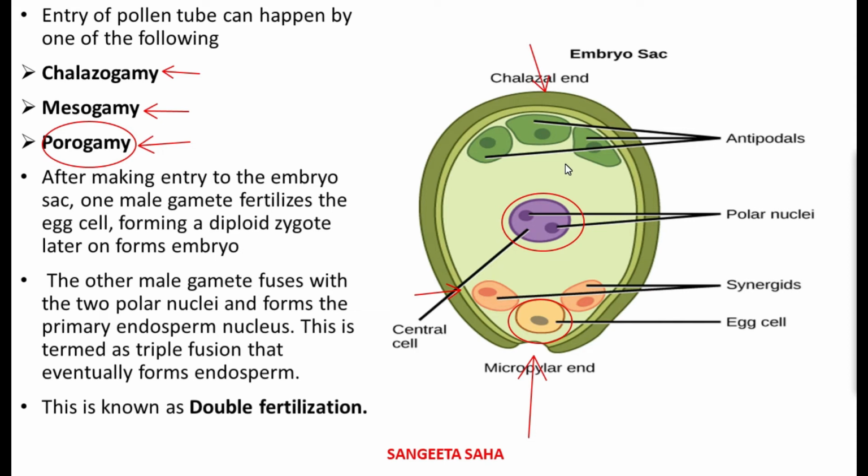Now, these two processes together are called double fertilization, and this was discovered by the scientist Navaschin. And the experiment was done in Lilium and Fritillaria species.